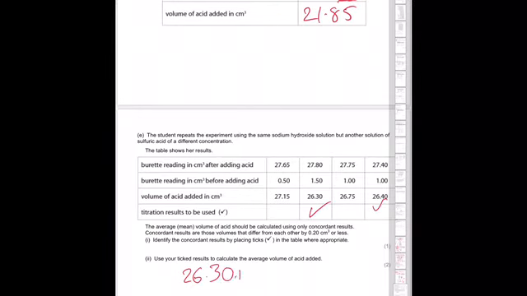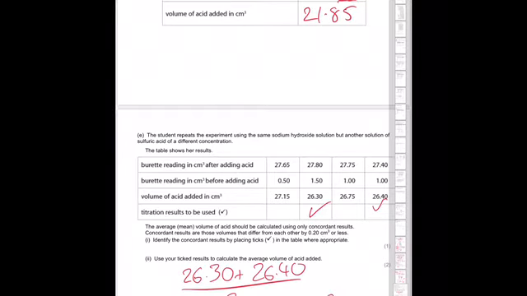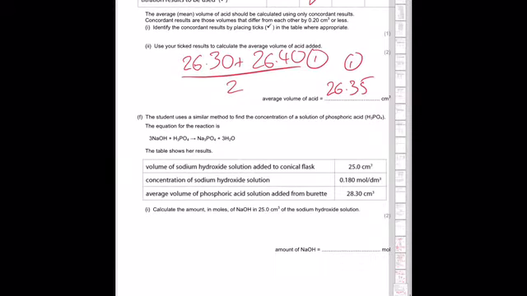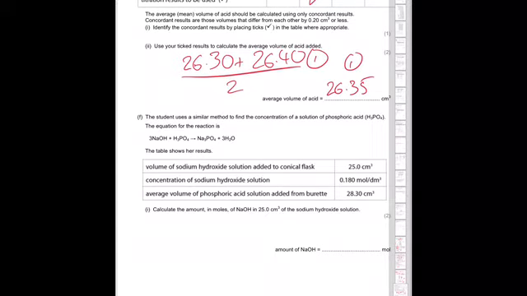Then show how you're going to work the average. 26.3 plus 26.4 divided by 2, giving you 26.35. 26.30 plus 26.40 divided by 2 is 26.350. So here we are, a tough little equation here.